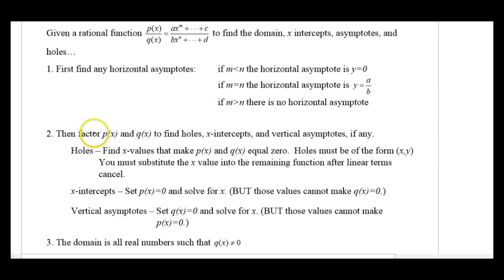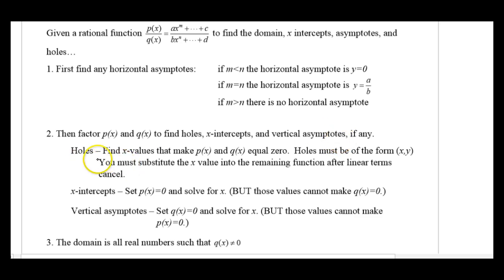And once you've done that, then what I'm going to advise you do, if it's not already in this form, is to factor both the numerator and denominator if possible. So if the polynomial in the numerator is a quadratic or in the denominator is a quadratic, which is often what we will have, then I'm going to advise that you factor to find those holes, x-intercepts, and vertical asymptotes. Now, they won't always be quadratics, but that's clearly going to be the easiest thing to factor.